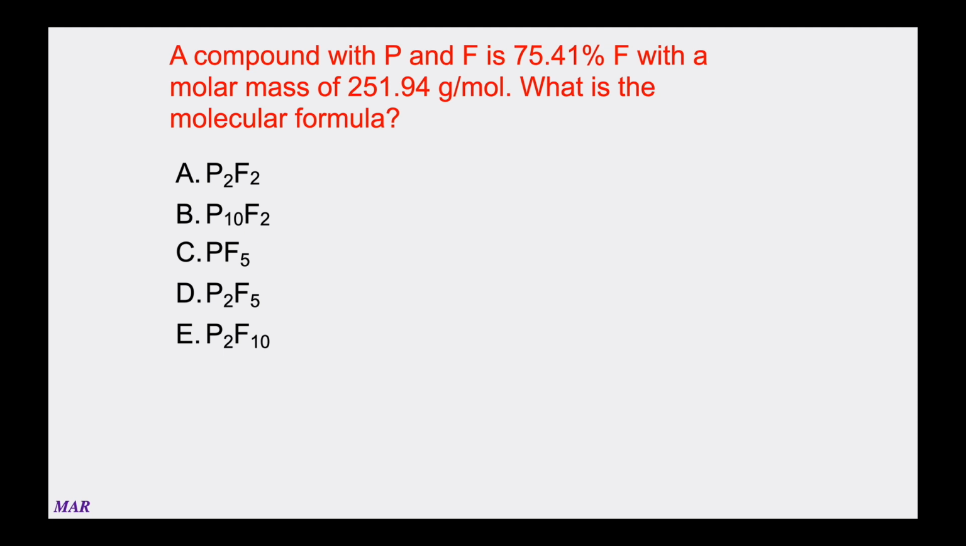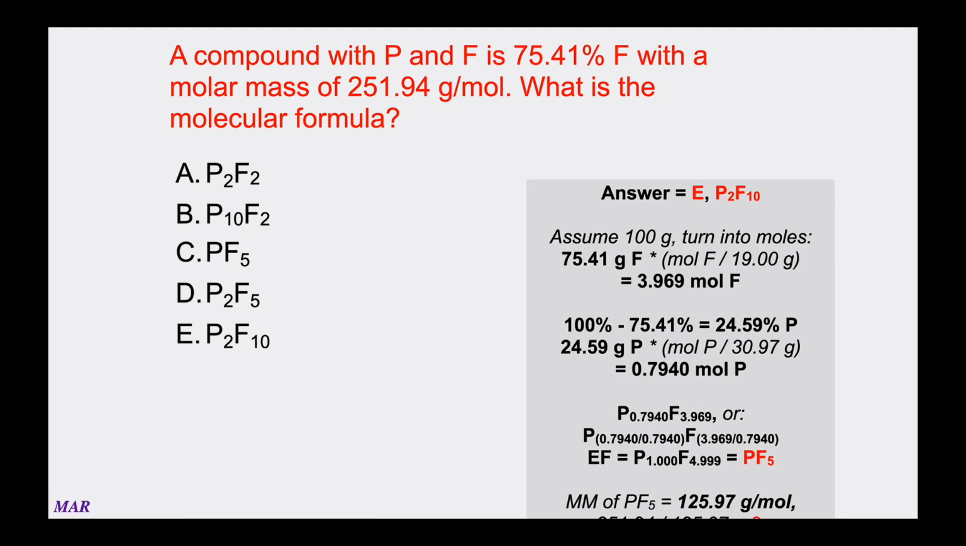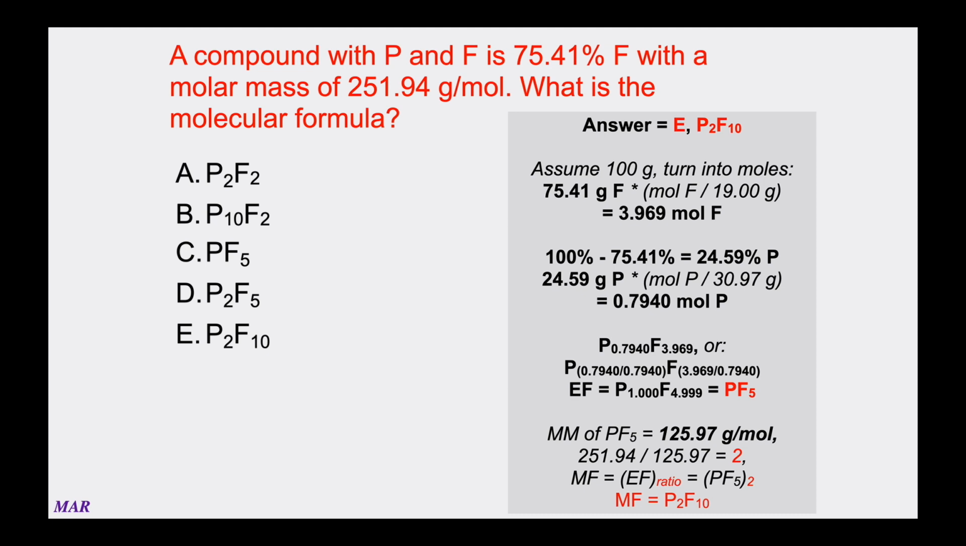So there's a lot of math on this one. Let's start with the answer first of all. There's that part. The answer on this one is just going to be E. It's P2F10. So let's look at the steps here. I assumed 100 grams total, and 75.41% fluorine became 75.41 grams of fluorine. I turned it into moles, molar mass of fluorine about 19, 3.969 moles of F.